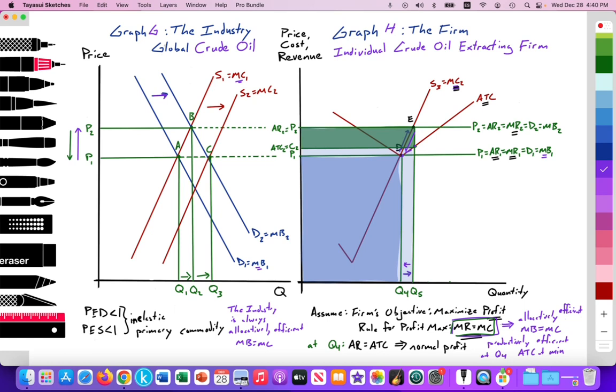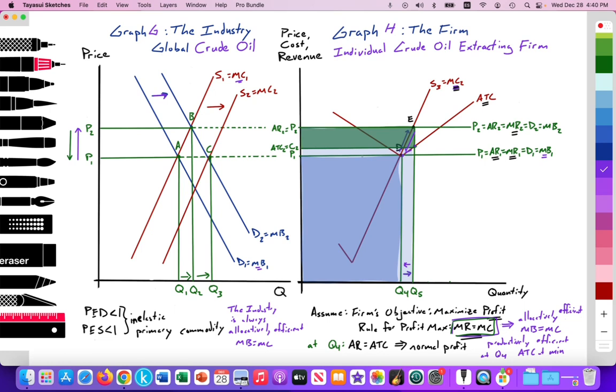In graph G and H, we have three upward sloping supply curves labeled S1, S2, S3. They're upward sloping according to the law of supply. In graph G, we have two downward sloping demand curves labeled D1 and D2 according to the law of demand. In graph H, our supply curve S3 intersects with the average total cost curve at its lowest point, point D, which represents productive efficiency. Production at minimum ATC is productive efficiency.